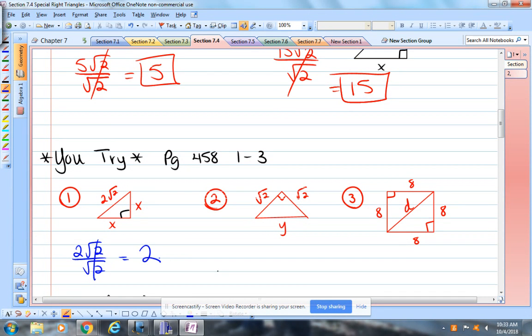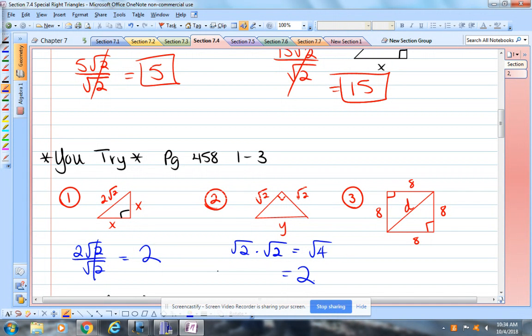Any questions? Number 2, are you looking for the leg or hypotenuse? So what do you do? Multiply the leg by radical 2. So it's radical 2 times radical 2, which is just plain old 2. Raise your hand if you got 2 for that one as well.